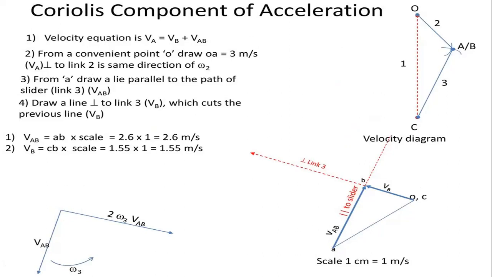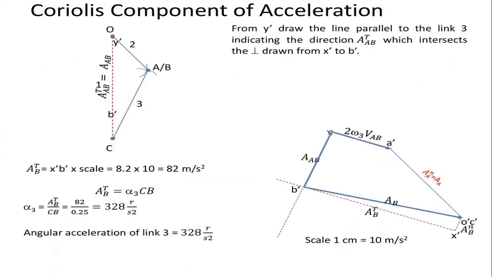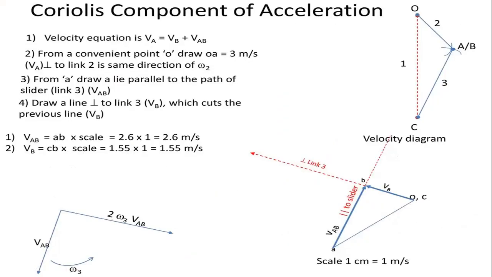So we are drawing that one. 1.55 into 1, that is the measured length into scaling, which is 1. In total we get the value 1.55 meters per second. So that is the obtained value in the velocity diagram. This is the velocity diagram which we have drawn through the three points. So look at it for a while.